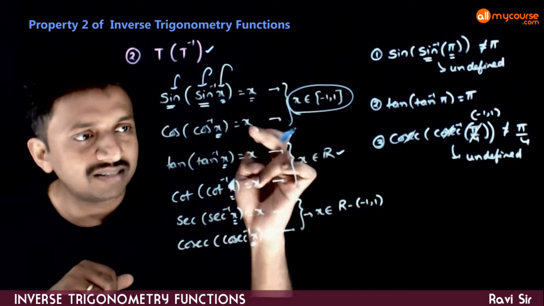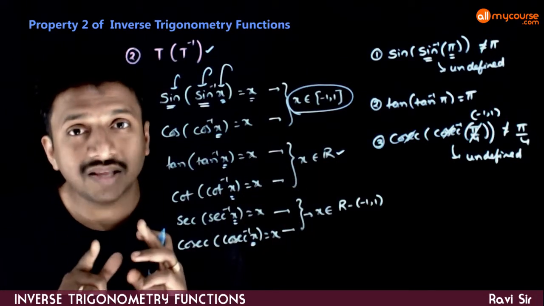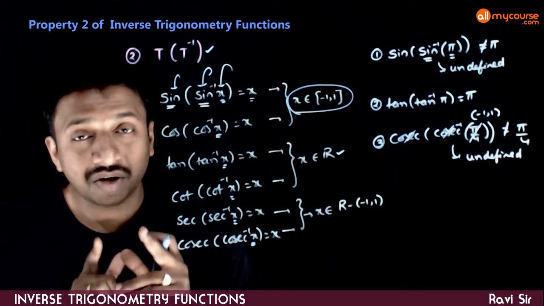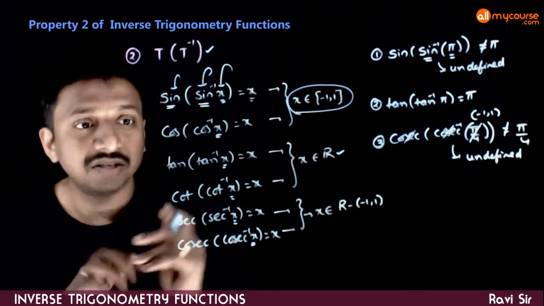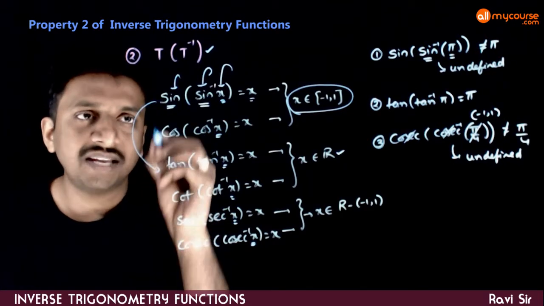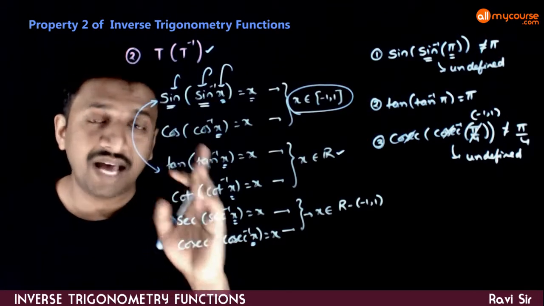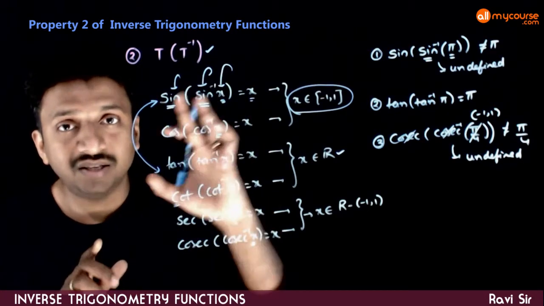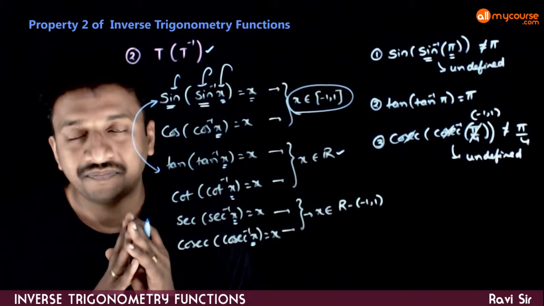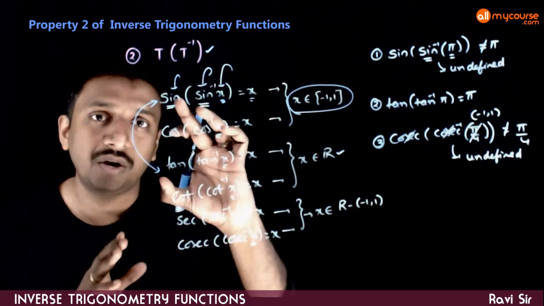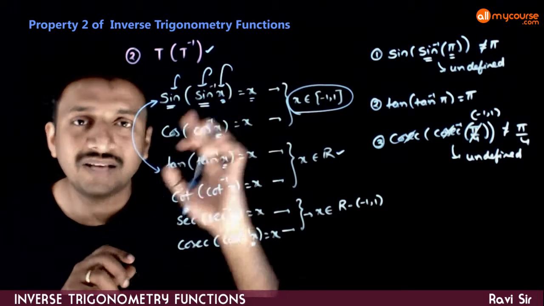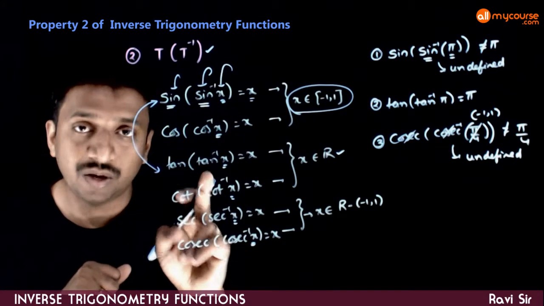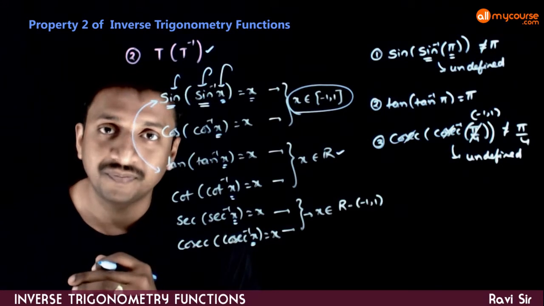So all of these are equal to x, but all these are not identical functions. So you'll be given questions on identical functions. You'll be asked to check whether sine of sine inverse x and tan of tan inverse x are identical or not. You'll be asked to check whether these two are equal functions or not. The answer is no. These two are not equal because the domains are not equal. The domain of this function is -1 to 1. The domain of this function is all real numbers.